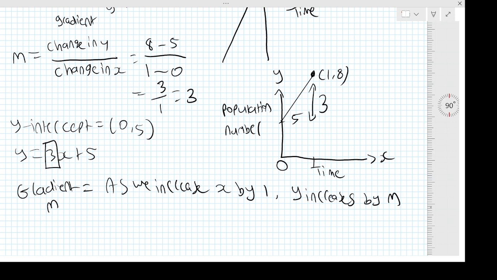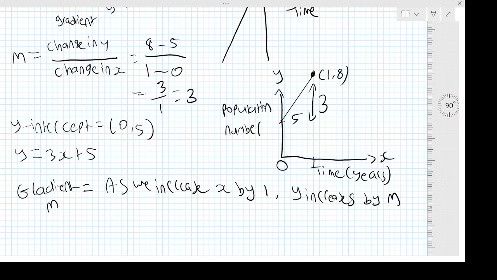In this particular case, the gradient of this population idea is that as time goes up by 1, let's say time is in years, as we go up by 1 year, the population number goes up by 3. Again, I'm not really given much units there. This is just a rough example.